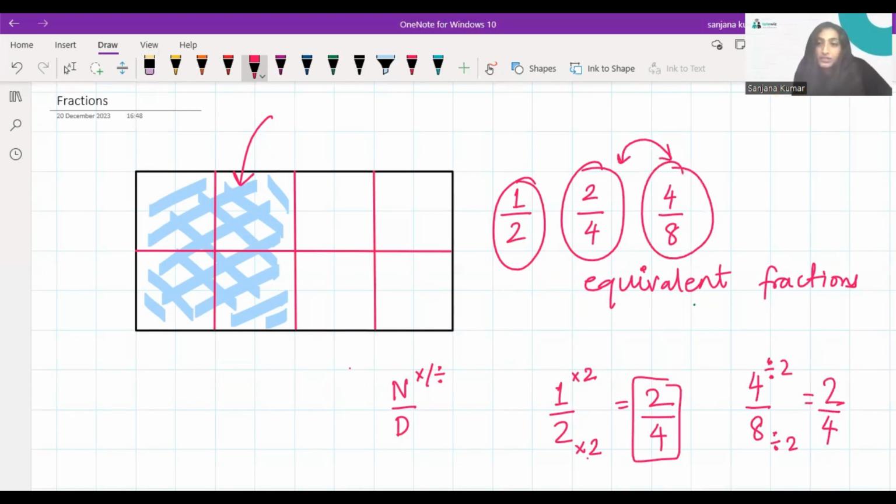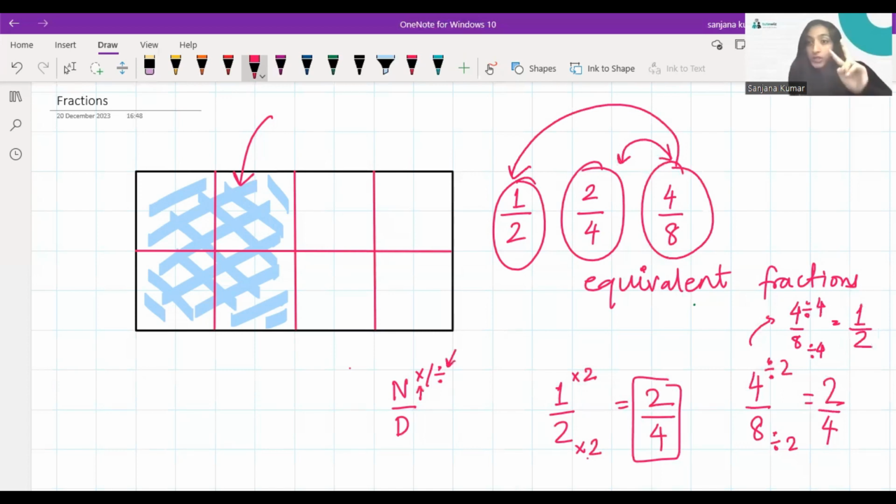If I decide to divide 4/8 by 4, I'll get my answer as 1/2, and you can see again that these two are equivalent fractions as well. So to find out equivalent fractions, I repeat, I choose my operation, either multiplication or division. Those are the only two options. And then I divide or multiply by the same number.